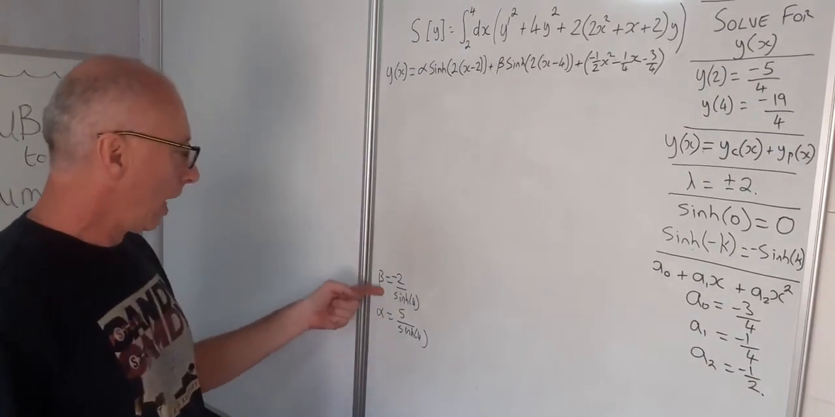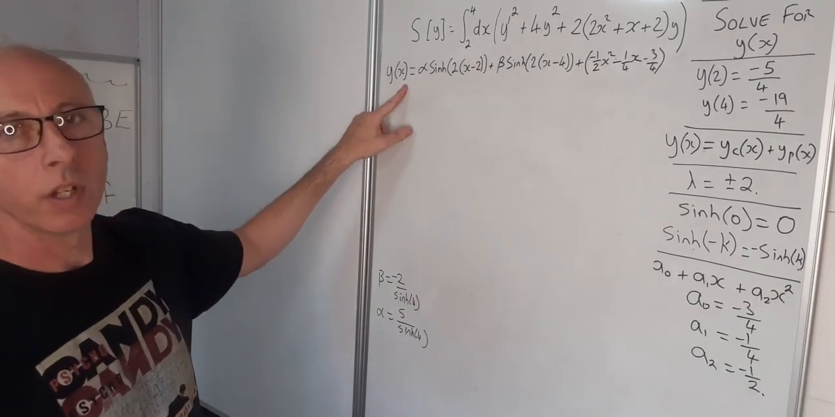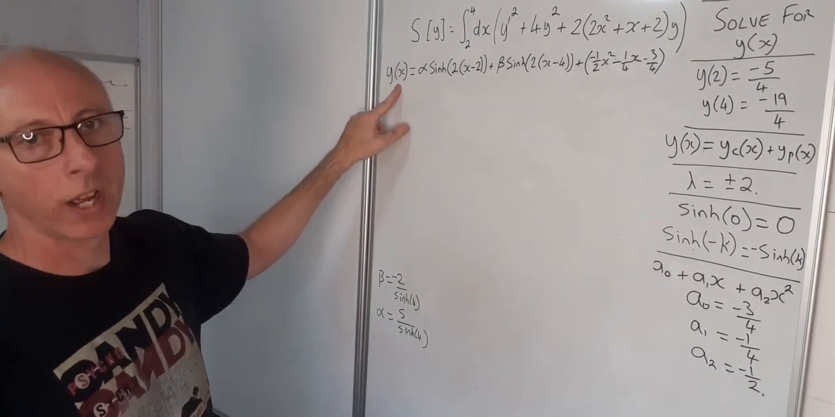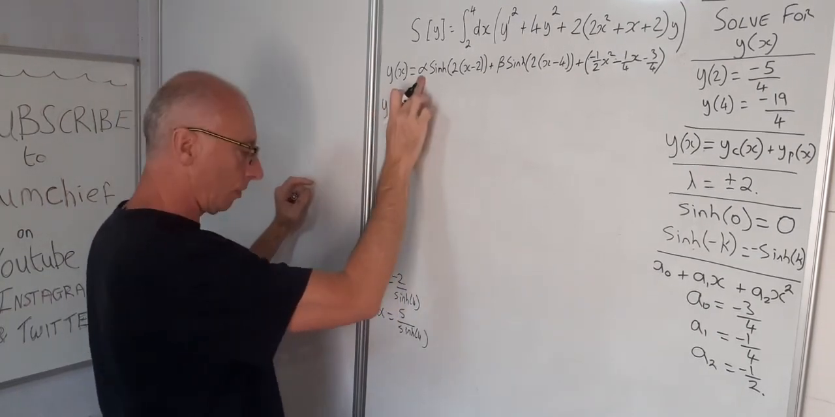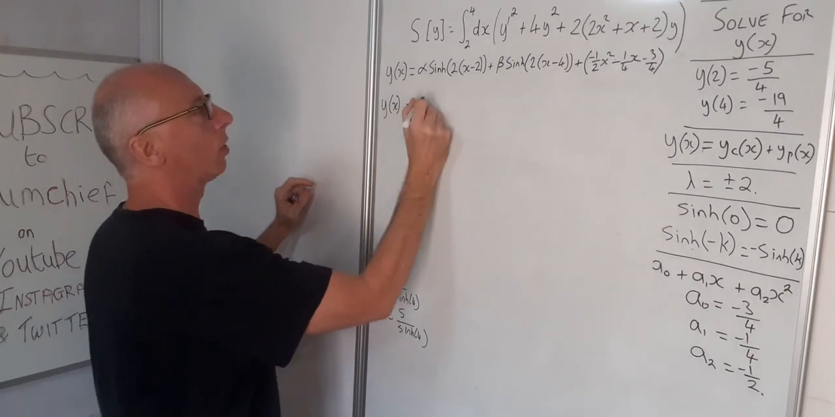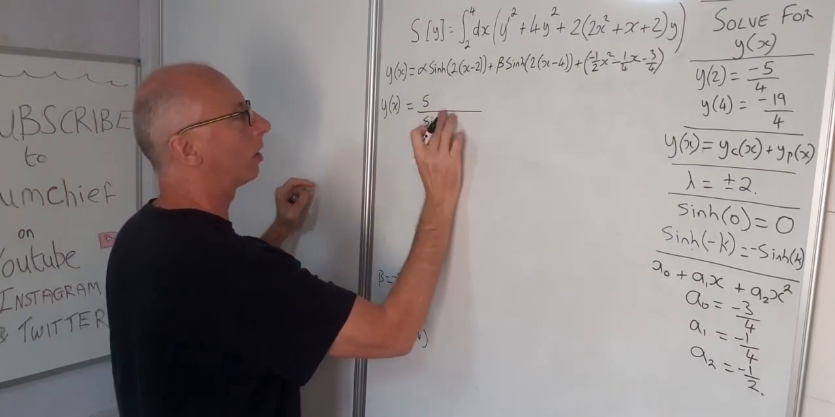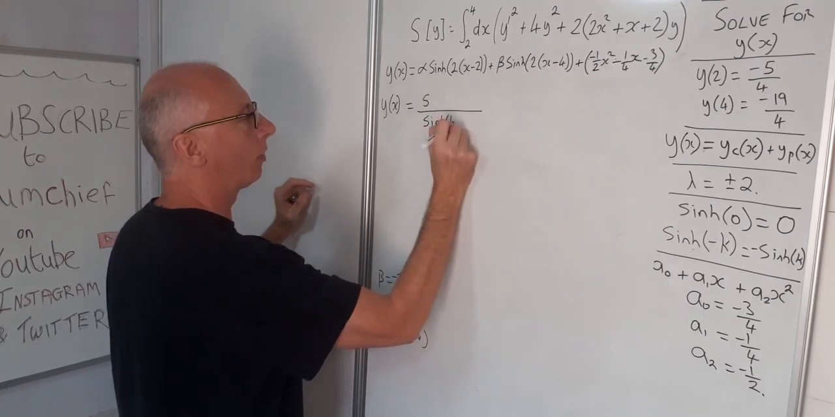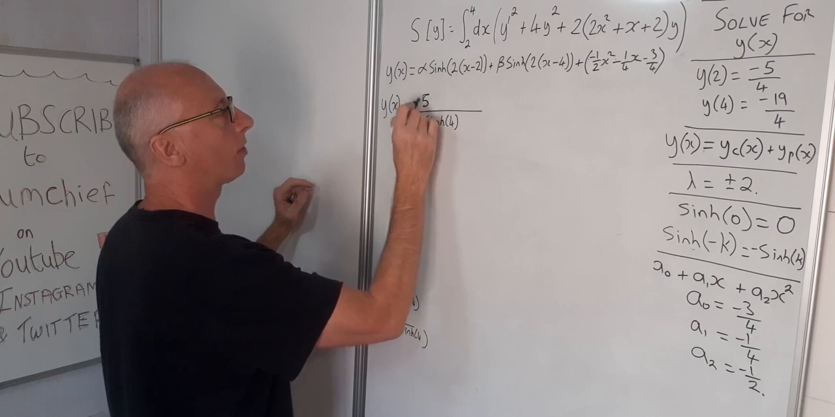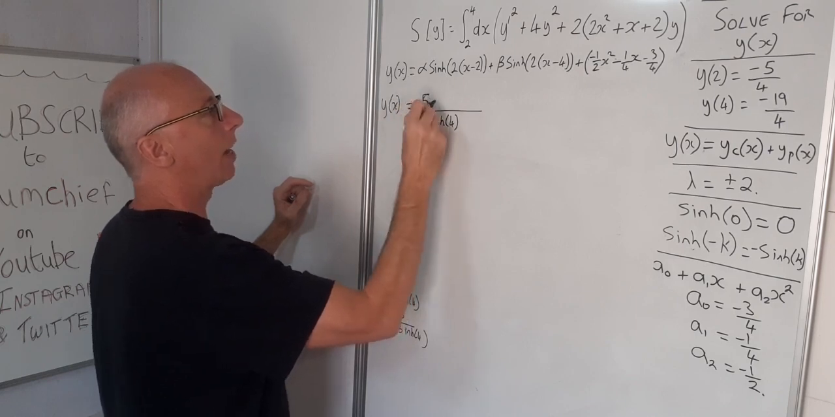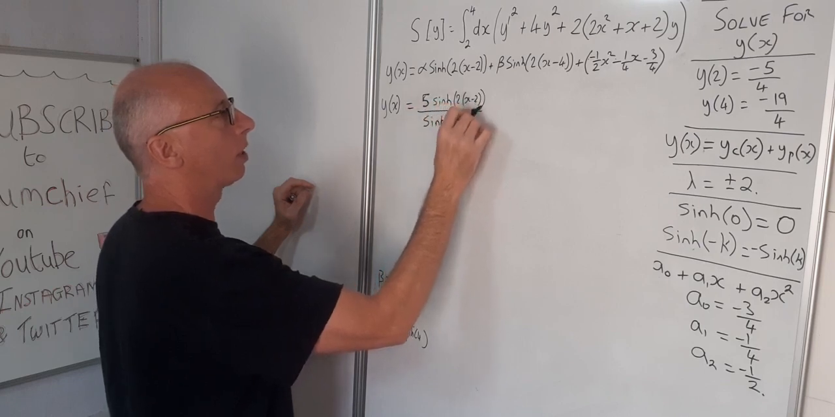Okay, so now plug in all the alpha and beta into this. It's going to give me my final function for y of x. So I'm now going to say y of x equals alpha, which is 5 over sinh of 4. So it's sinh of 4. And then we multiply this 5. Make sure this 5 doesn't look like an S. And then we've got sinh of 2 times x minus 2.